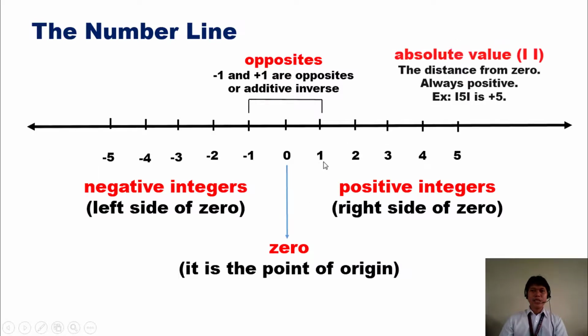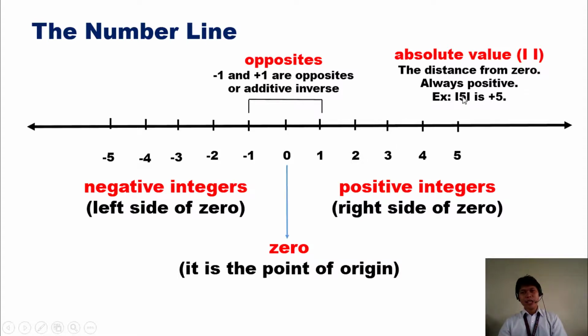Okay. Next, another concept that we need to learn is the absolute value. Absolute value is represented by this symbol. It's like two vertical lines. It is the distance from 0. If we are dealing with absolute value, from the origin, how many places, or what is the distance? For example, we read this one as the absolute value of 5 is positive 5. It is always positive. There is no distance which is negative.